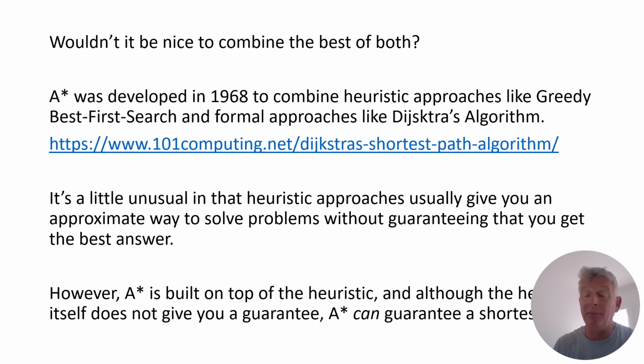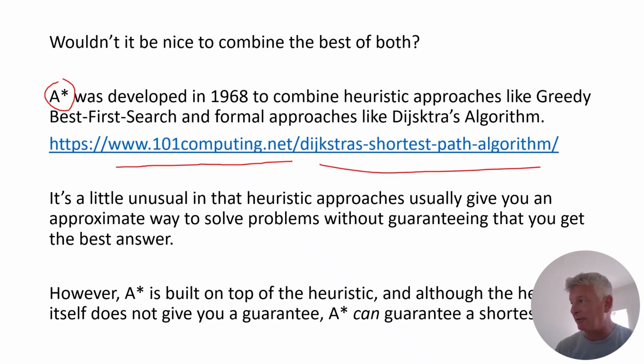All right, wouldn't it be great to combine both? That's what A-star does. It was developed in '68 to combine heuristic approaches like greedy and formal approaches like Dijkstra. If you just go to 101computing.net and look up Dijkstra's shortest path, this is a great website to take a look at. You can do that on your own.